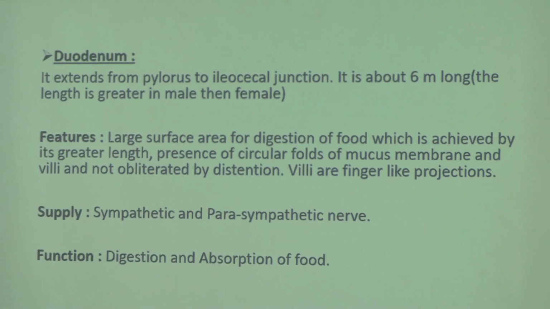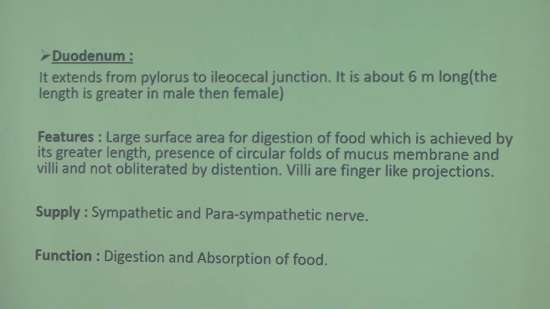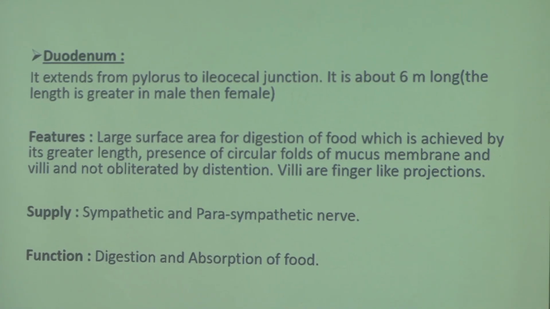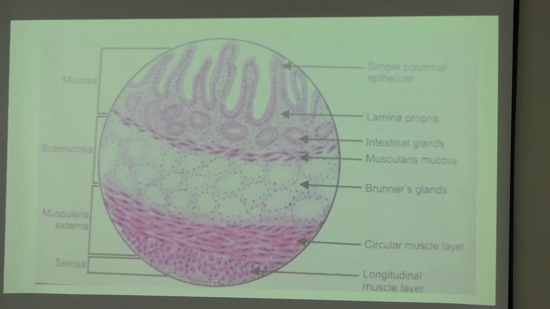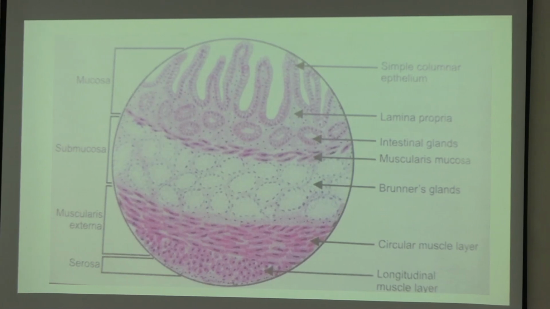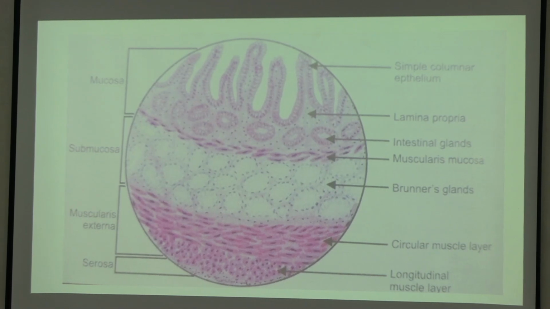Duodenum. From the stomach, the duodenum starts. It is almost C-shaped. What is the length? About 25 centimeters is its length, and it is under sympathetic and parasympathetic control. If you take a section of the duodenum, it will look like this. You see what are these? Finger-like projections. What are these? V-I-L-I. Villi.